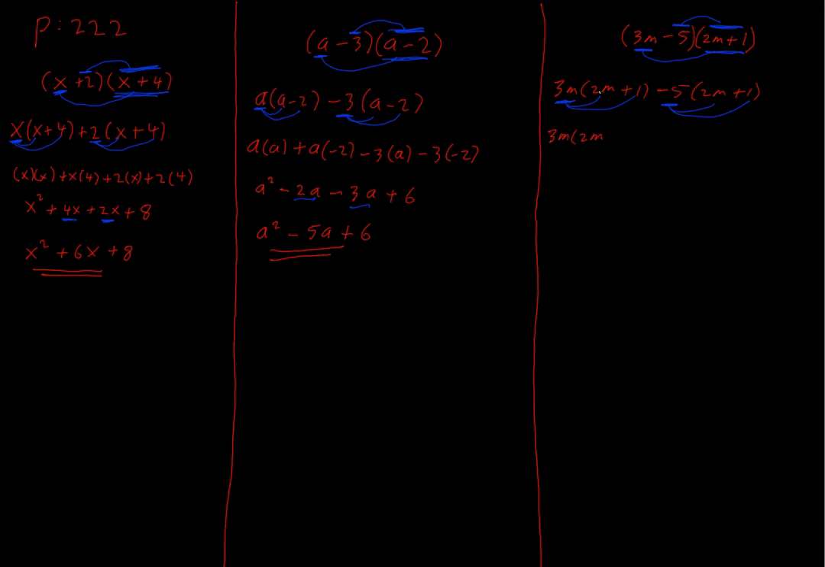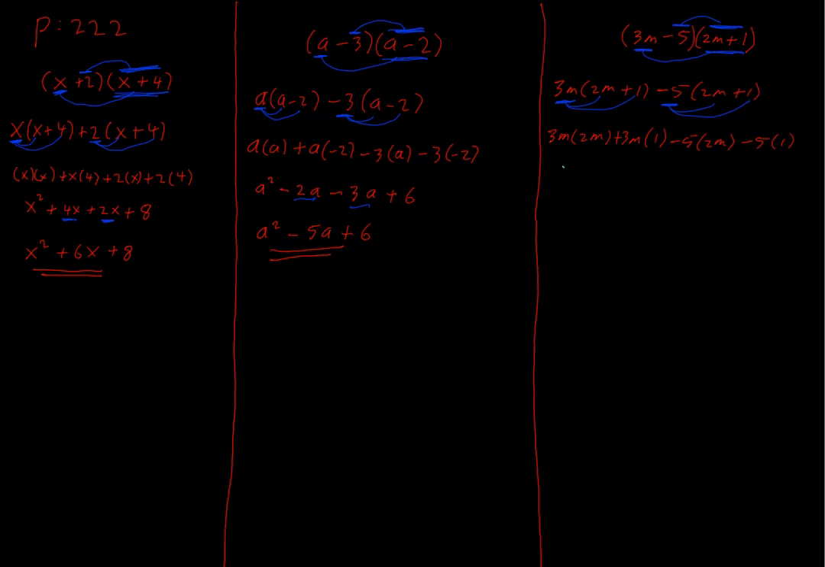multiplied by 2m and plus 3m. Remember, no symbol means positive, by 1. I can put plus 1 in here if I like. Minus 5 multiplied by 2m, minus 5 multiplied by 1.